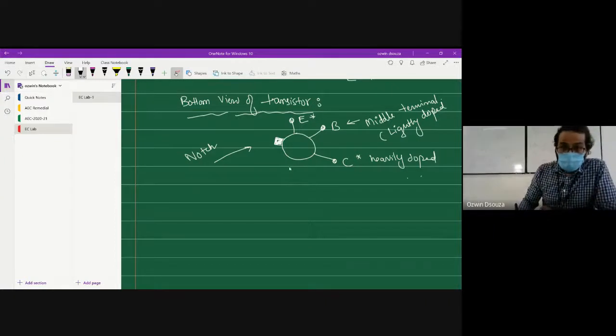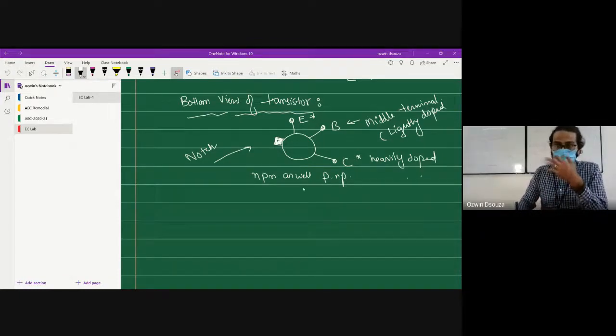The identification is similar for NPN as well as PNP. In a similar manner, you can even identify the terminals of a PNP transistor. So this is what transistor terminal tracing is all about.